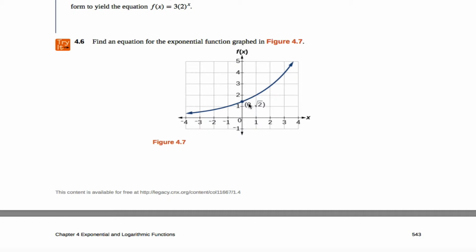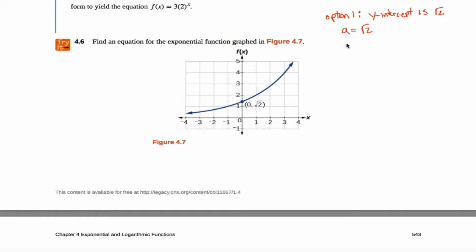The first thing that would probably be the easiest way to solve this problem is to recognize that you're given this point right here. That's fantastic. You're given the y-intercept, maybe this is option 1. You're told that the y-intercept is root 2. When x equals 0, y equals root 2. But a is exactly the y-intercept. So you immediately know that a is equal to root 2.